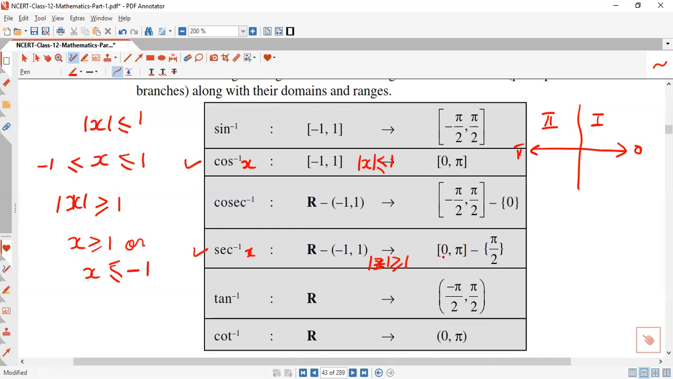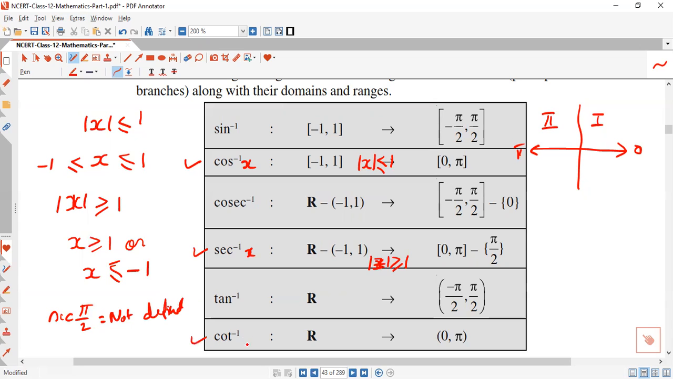And the range is what? Again, the first and second quadrant. And you also see that pi by 2 is not included because at pi by 2, sec pi by 2 is not defined, and that is the reason pi by 2 is not included in the range.